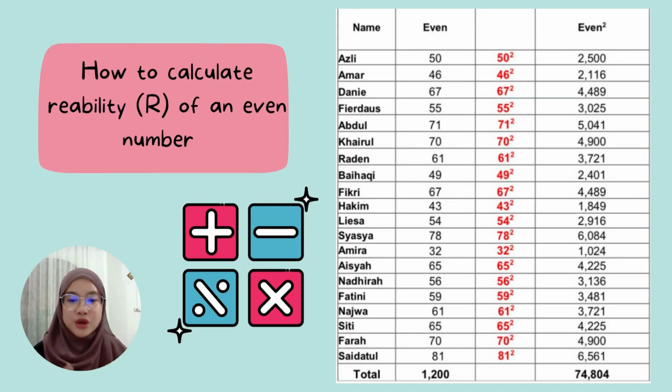This is how to calculate the reliability of an even number. Same as the odd calculation earlier. The even number for Azli is 50. So you need to calculate 50 square equals 2,500. The even number for Ammar is 46. So 46 square equals 2,116. The calculation method is the same as for the other students, which is 1 to 20 students.